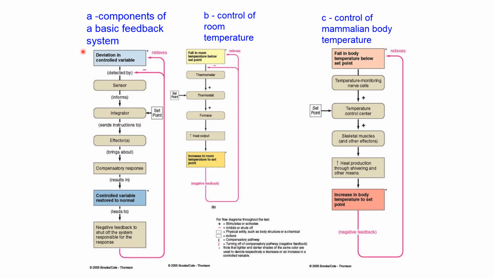A basic feedback system has three components: a sensor or a receptor, which monitors the value of some variable, and then there is another thing that is called an integrator, or a control center, that assesses the change in the variable, and it has the set point fixed in it. And then there is another component that is called the effector. The effectors change the value of the variables under the instruction of the integrator. They keep the variable near the set point.